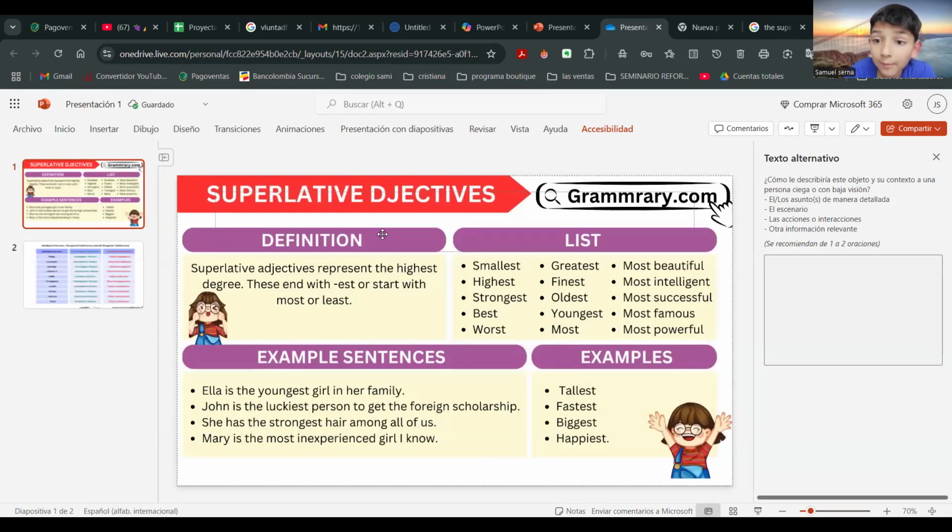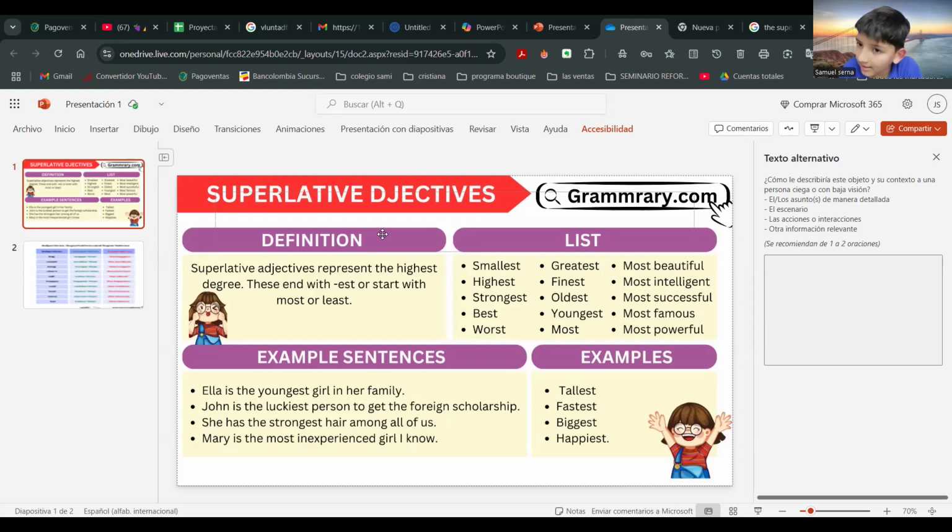Superlative adjectives, Grammarly.com. Definition: superlative adjectives represent the highest rank, and end with est or start with most or least. List: smallest, highest, strongest, best, worst, greatest, thinnest, oldest, youngest, most beautiful, most intelligent, most successful, most famous, and most powerful. Okay, this is the list of words which are superlative adjectives.